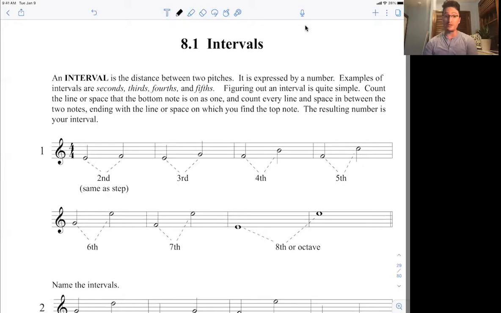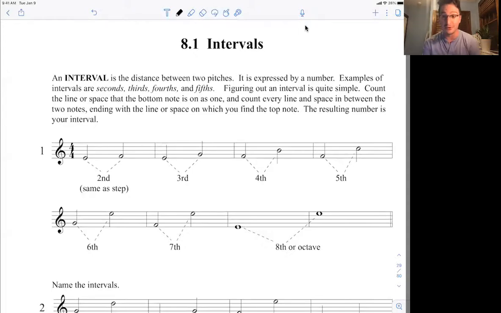Today, we're going to be doing 8.1, which is talking about intervals. So an interval is the distance between two pitches on the staff or just when we hear it. It is expressed by a number. So 1, 2, 3, 4, 5, 6, 7, 8 is mostly what we'll deal with. They can get into 9, 10, 11, but that's in book 2 of music theory, so we won't worry about that just yet. For now, we're just going to worry about 1 through 8.